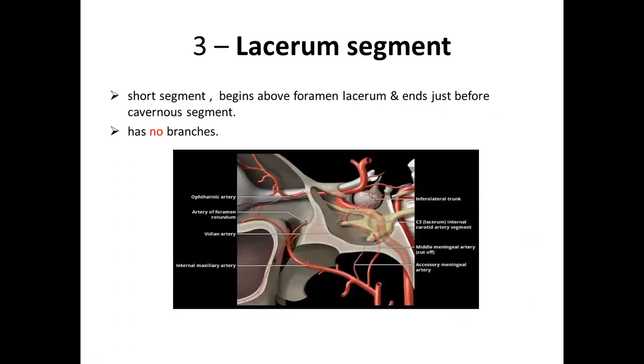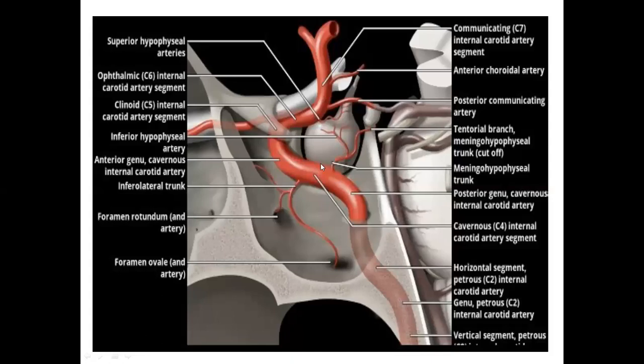The third segment is the lacerum segment. It is a short segment, lying above the cartilage covering the foramen lacerum, and ends just before the cavernous sinus. Also, it has no branches. The fourth segment is the cavernous segment.